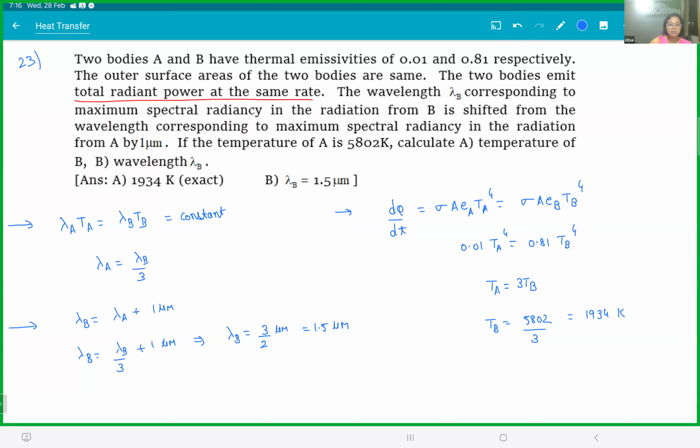How did you write that from the surface? Which one? He's saying the outer surface of the bodies are the same. Where does radiation happen from? Surface. He said the outer surface of the two bodies are the same. So that depends on the surface only, right? Radiation happens because of the surface, no? Clear with this?